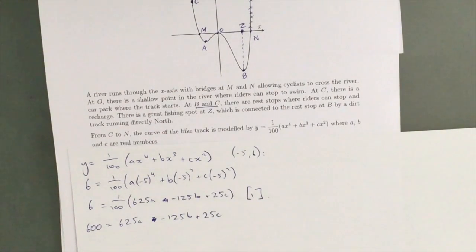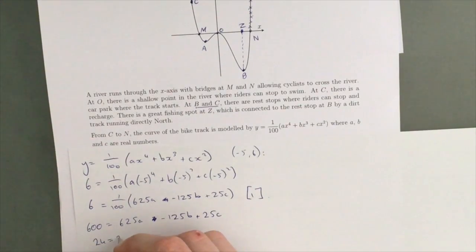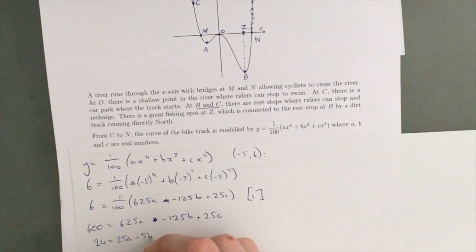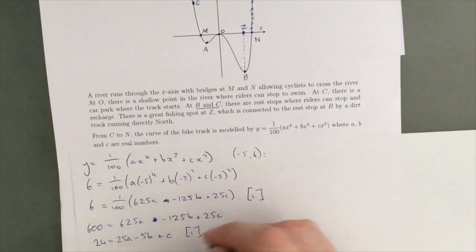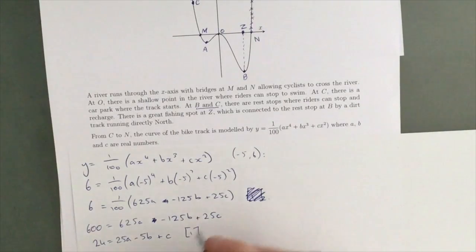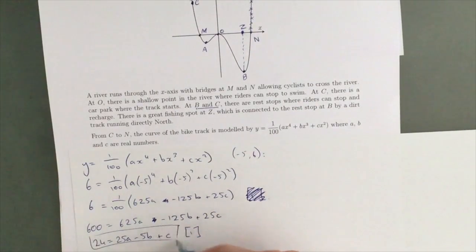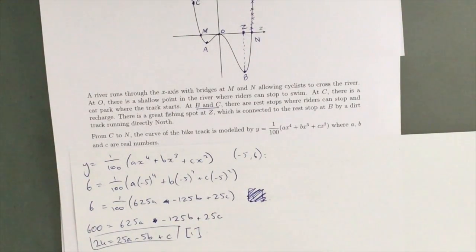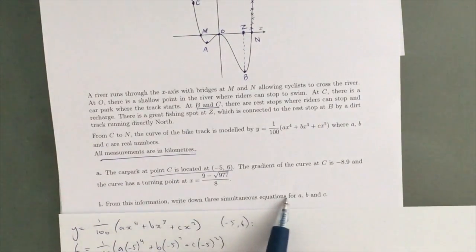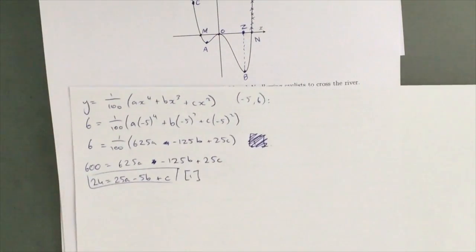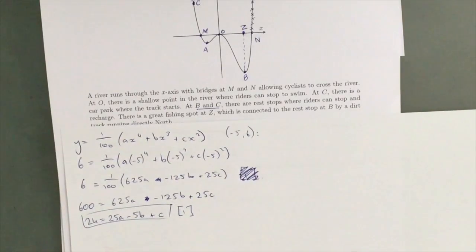And there is a common factor of 25 here, which means that we get 24 equals 25a take 5b plus c, and this is really our first equation here. So let's not worry about that one. This is our real first equation. So what we're trying to do is create 3 simultaneous equations, which we can then plug into our calculator to get an answer. So that's our first one.